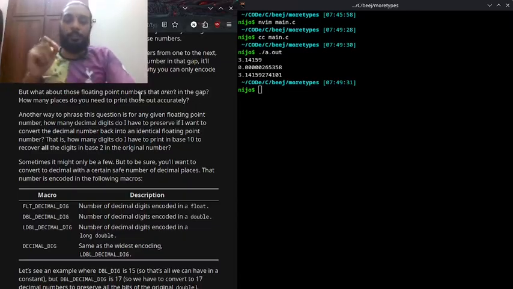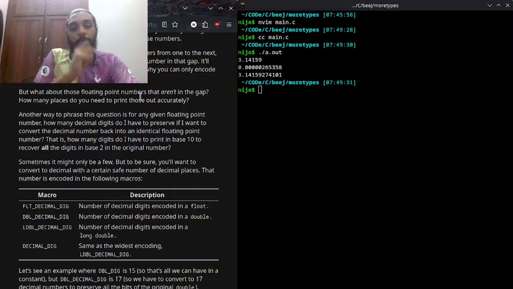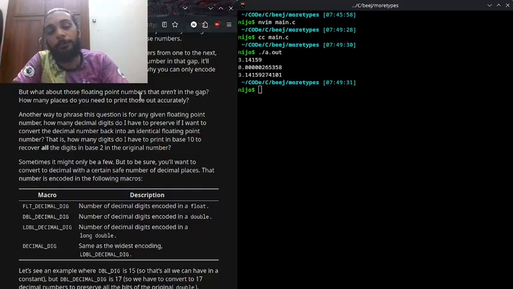Another way to phrase this question is, for any given floating point number, how many decimal digits do I have to preserve if I want to convert the decimal number back into an identical floating point number? That is, how many digits do I have to print in base 10 to recover all the digits in base 2 in the original number? Sometimes it might only be a few, but to be sure, you will want to convert to decimal with a certain safe number of decimals.